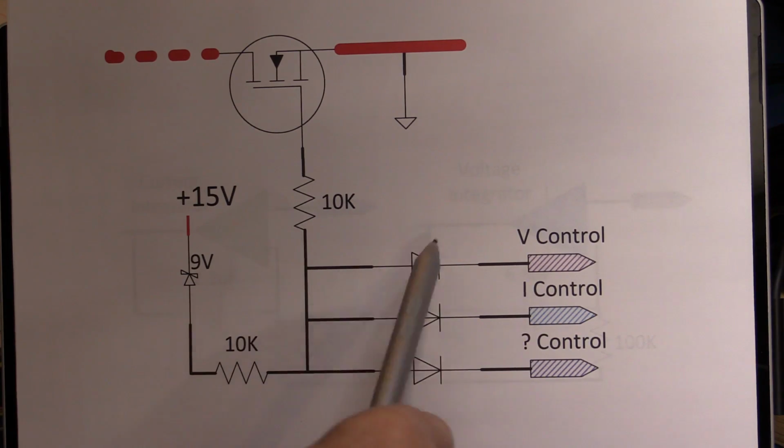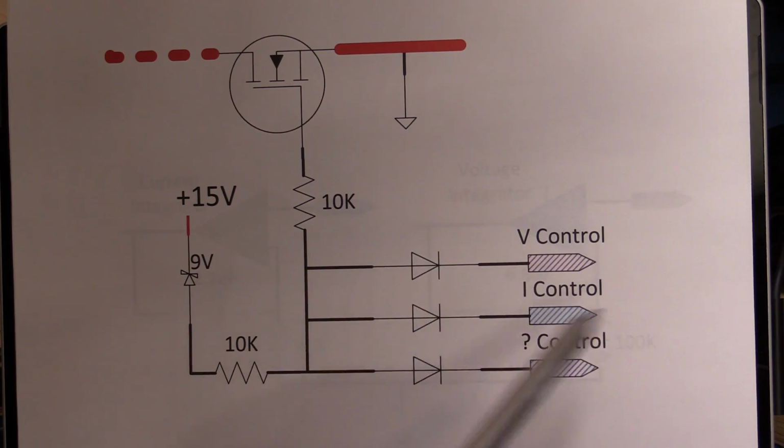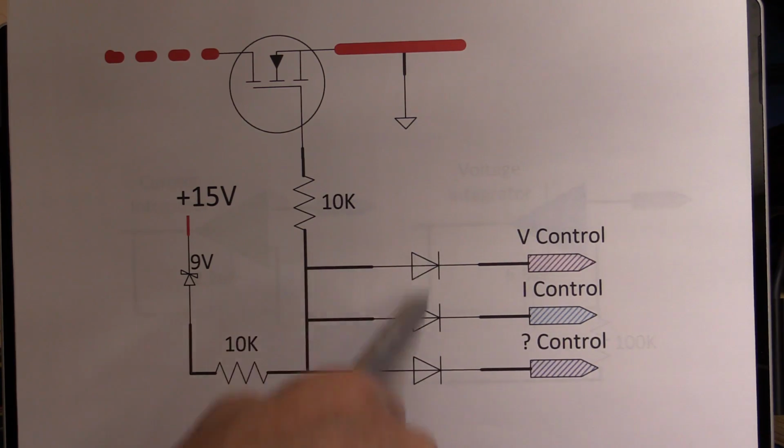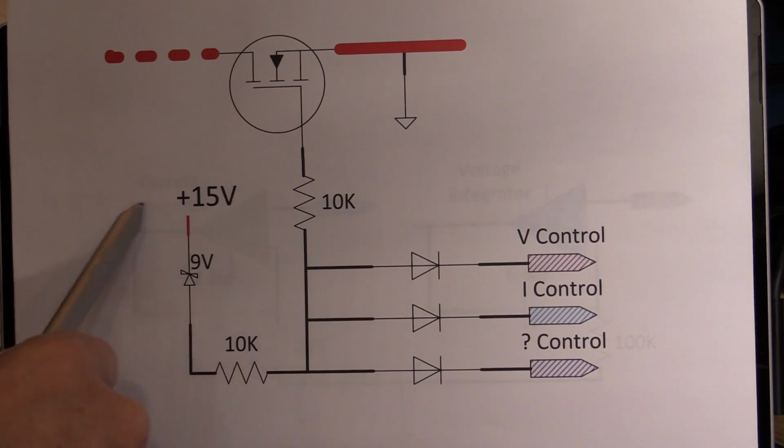These are just standard 1N4148s or 1N4001s or something like that. It really is not critical what these are. There's not going to be a lot of current flowing through here. And then on the other side, I've got the plus 15 volts, which would be from our analog supply that we're using to drive the op amps and things like that.